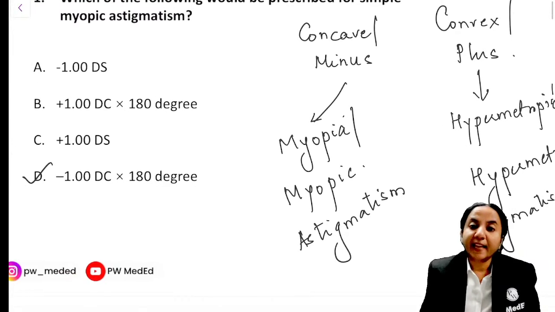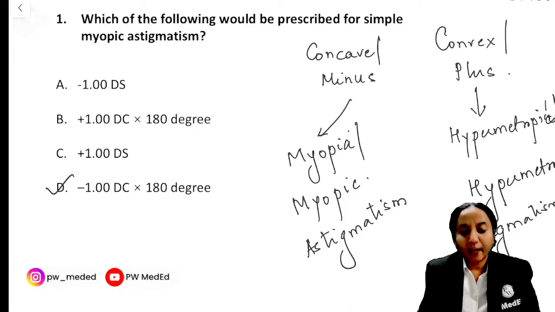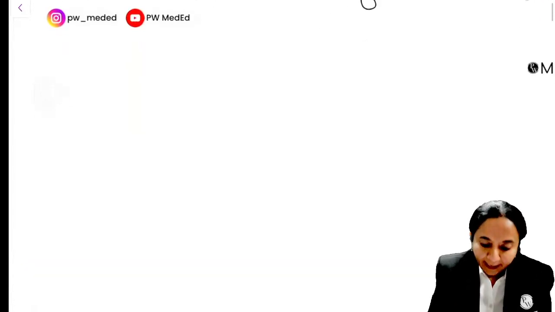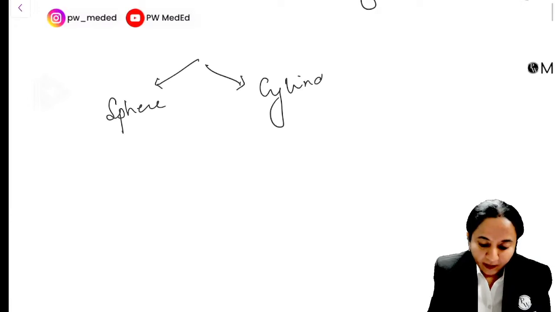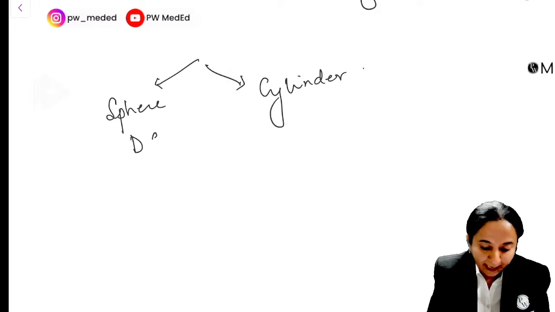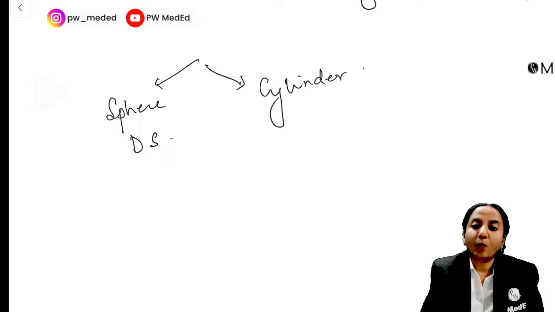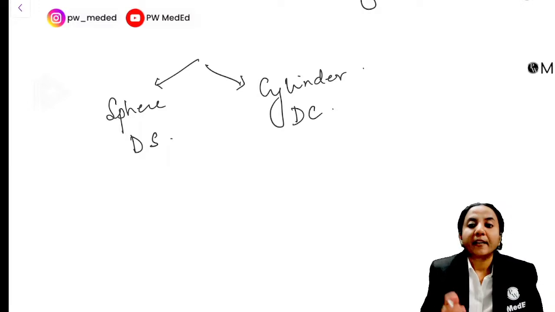Now next, whether it is a concave or a convex lens, there are two possibilities, right? It will either be a sphere or it will be a cylinder. Now, how is sphere written? Sphere is written like this. And how is cylinder written? Cylinder is written like this. Right? Now, I'll tell you the simple way of answering these questions.